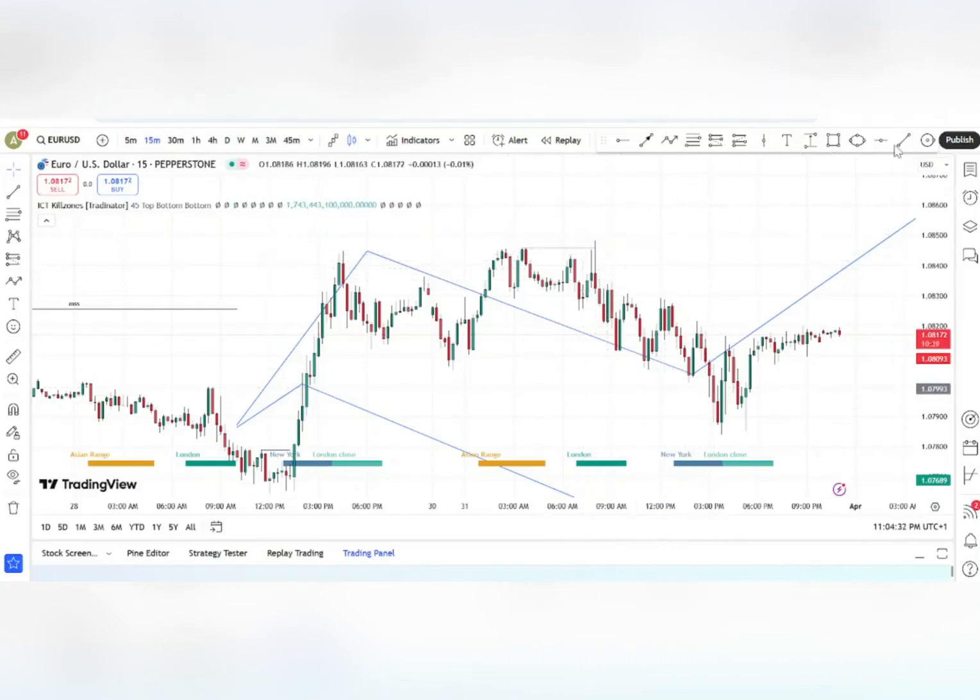So now what will I do? I'll wait for break of structure. So this is the structure I can find. So what is this? Break of structure. So what am I waiting for? I'm waiting for a retest to take my 1:3 entry.